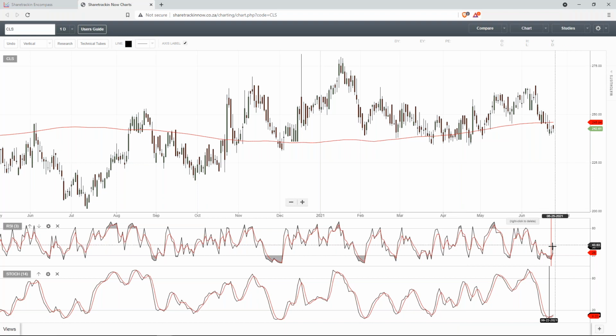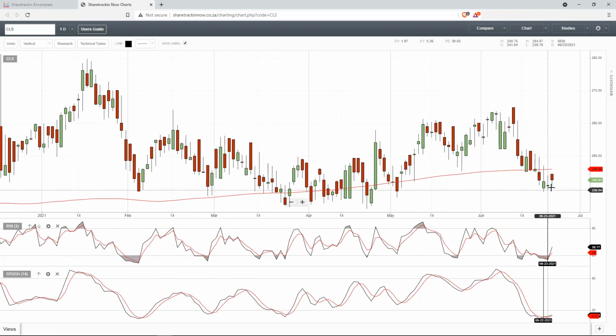Okay, so currently we can see Clicks is quite low. It looks like it's got opportunity to go back up. We can see for the last few days, it's got this bullish momentum. So these green candles are basically telling you that the share price did go up. Okay, so you'll see that we've got a red candle over here.